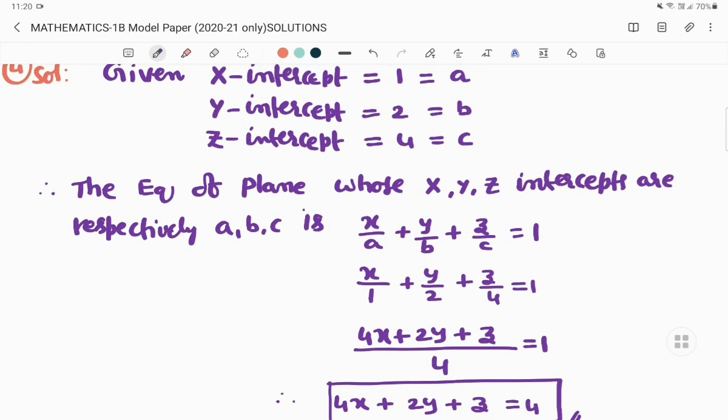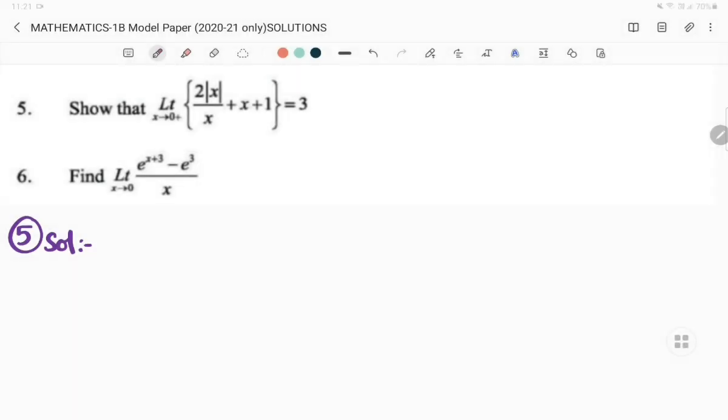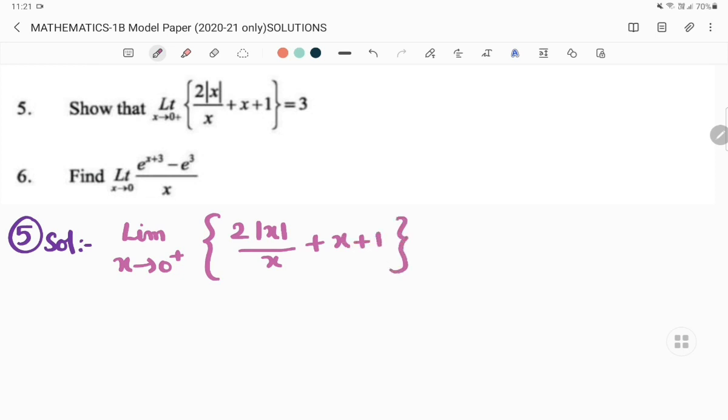We'll move to the next question, question number 5 and 6. Question number 5: limit x tends to 0 plus of 2 mod x by x plus x plus 1. They are asking to prove this value as 3.